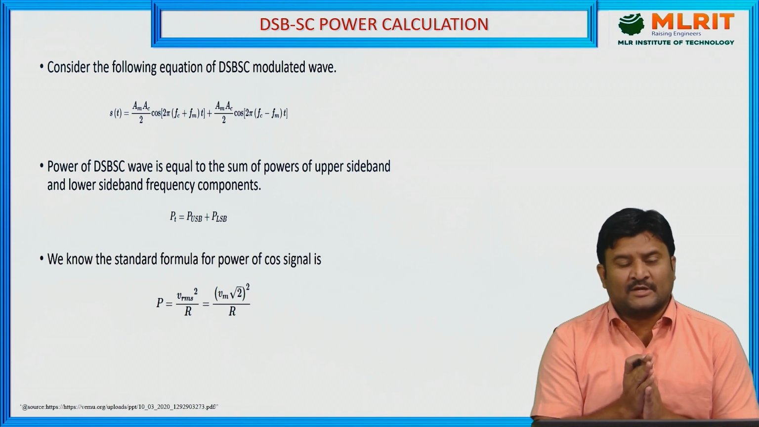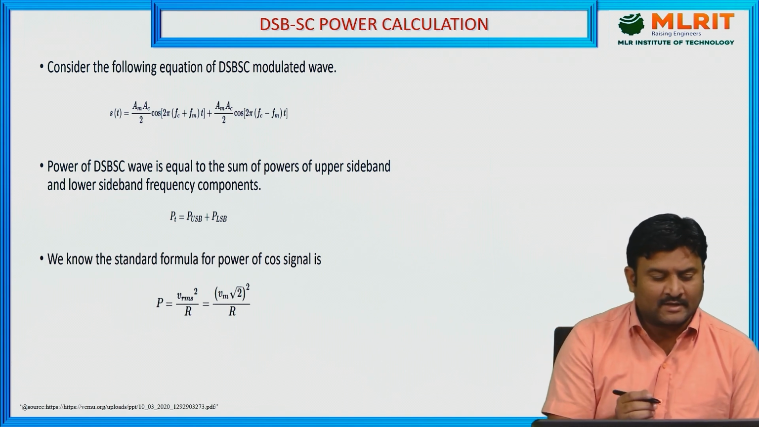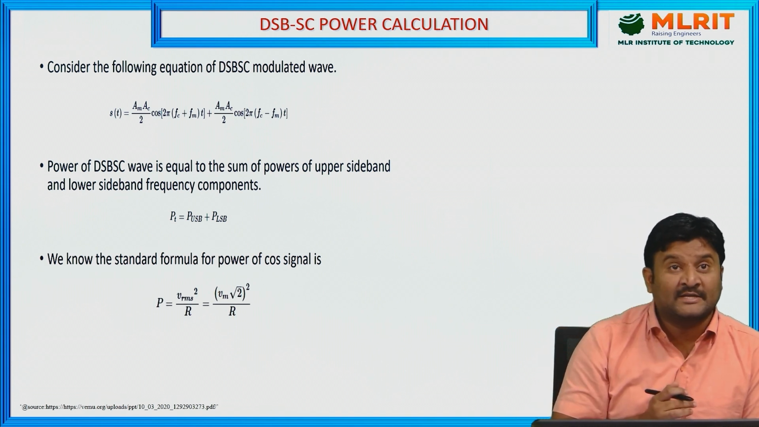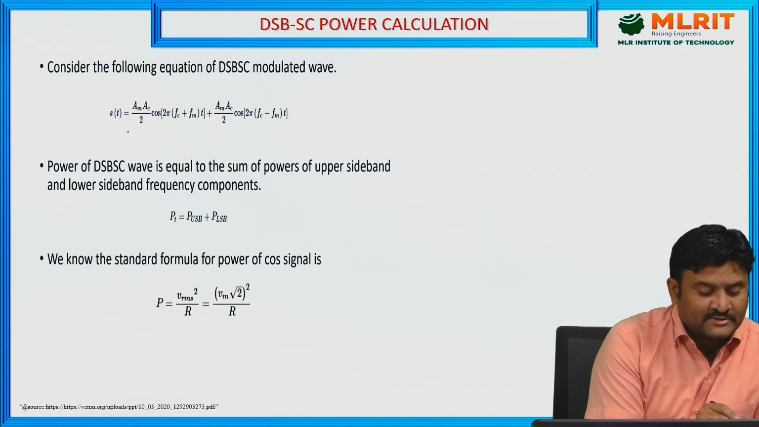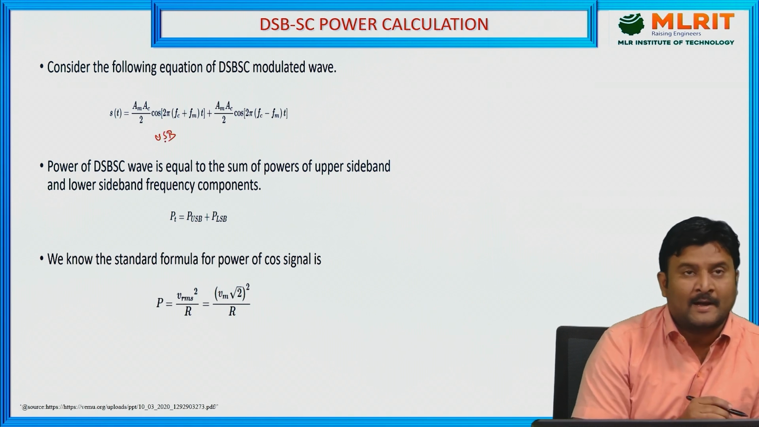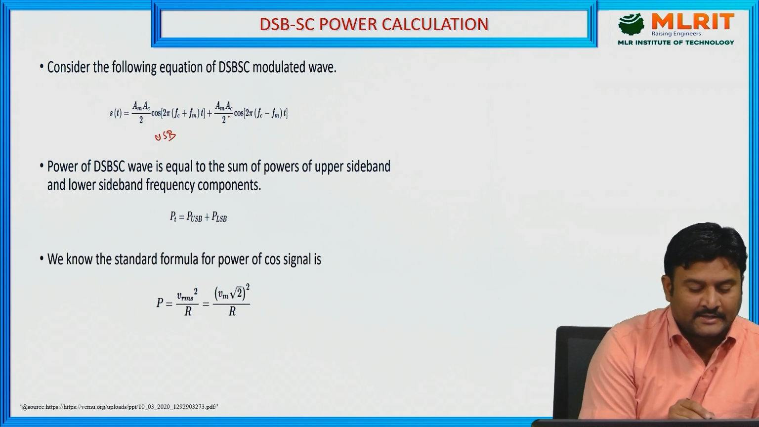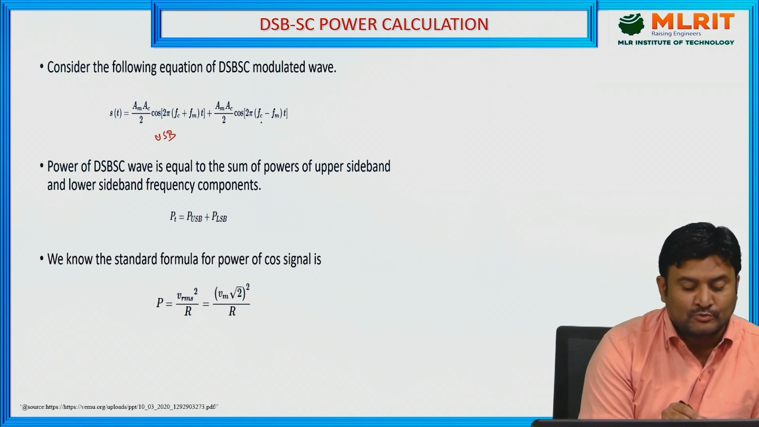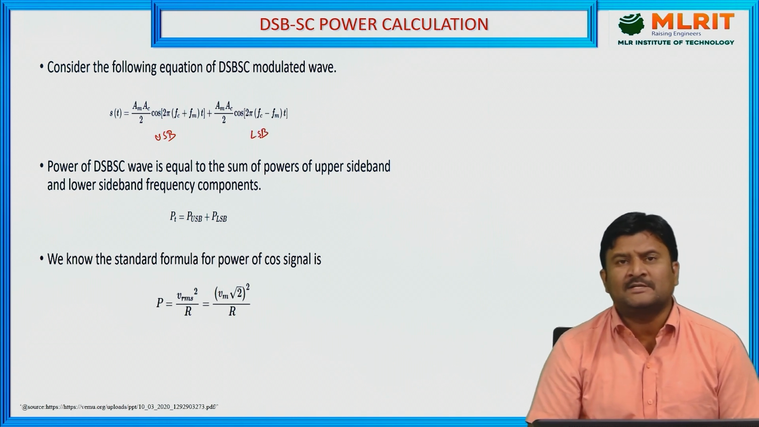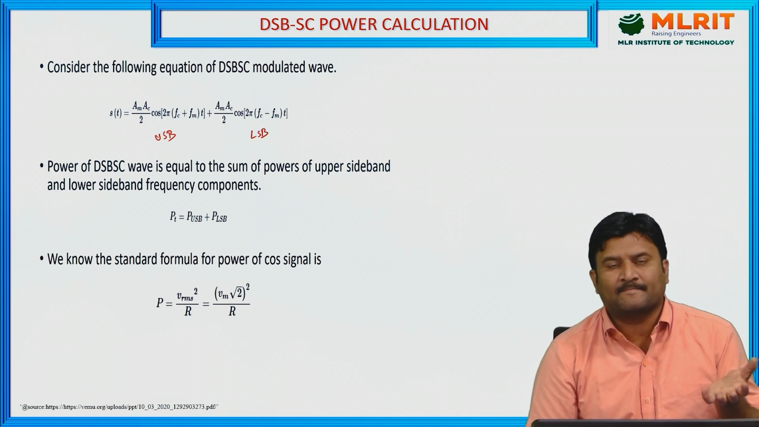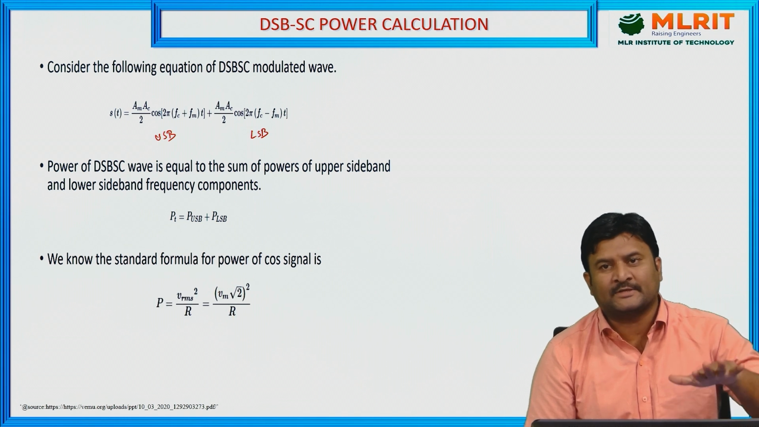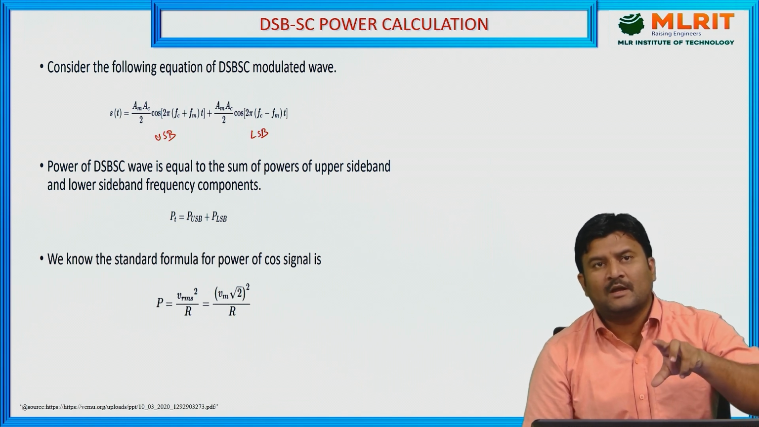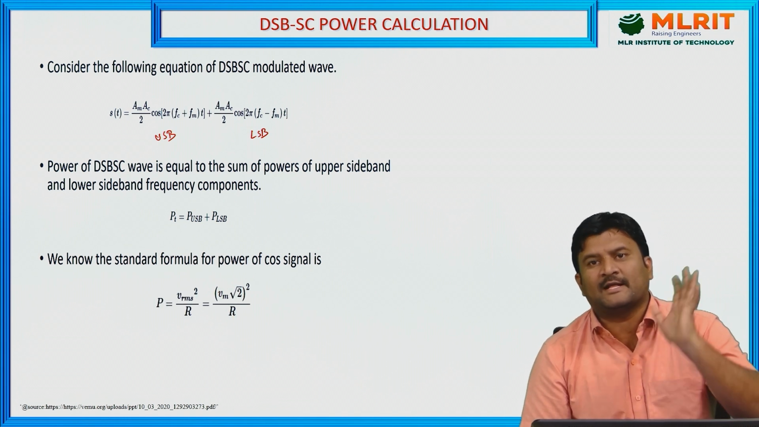So, let us go for the first one, DSB-SC power calculations. We have to take the complete equation of the DSB-SC. We know S of t is equal to AM AC by 2 cos 2 pi (FC plus FM) t, this is the upper sideband, and AM AC by 2 cos 2 pi (FC minus FM) t, this is the lower sideband. Then only it is called a double sideband, because there is no carrier. The carrier is suppressed. That's why the full name is double sideband suppressed carrier.